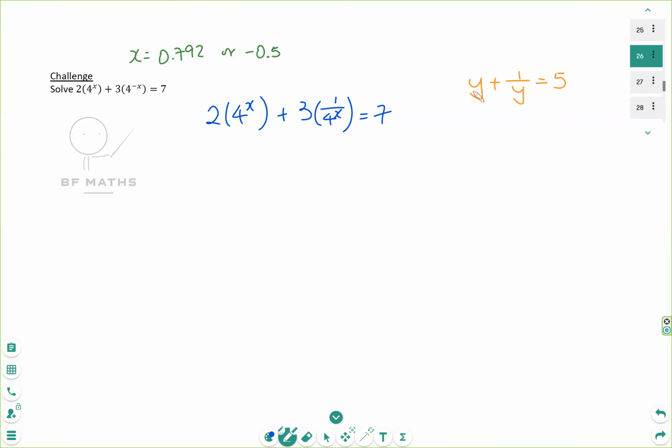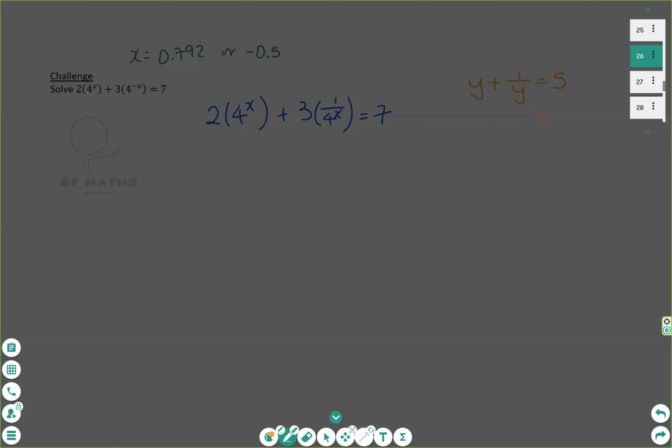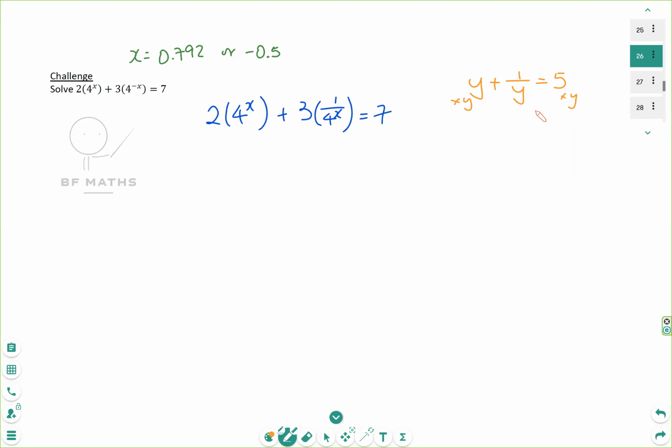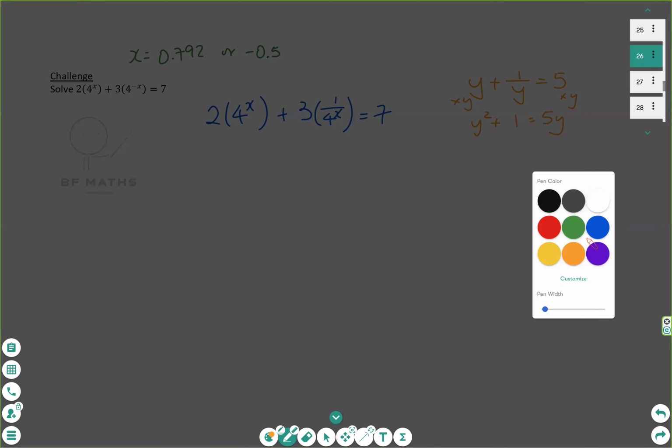Right, I can actually draw some inspiration from this one. Now, if I have a y denominator, what I would do is multiply everything by y because I don't like my variable in the denominator. So in this case, I will multiply everything by y. So y times y is y squared. 1 over y times y is 1. 5 times y is 5y. Then it becomes a quadratic. So we can draw inspiration in here to do the same thing.